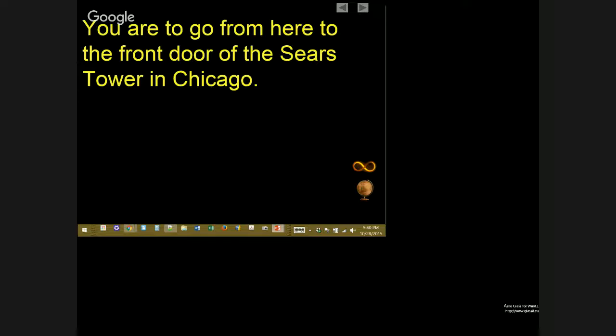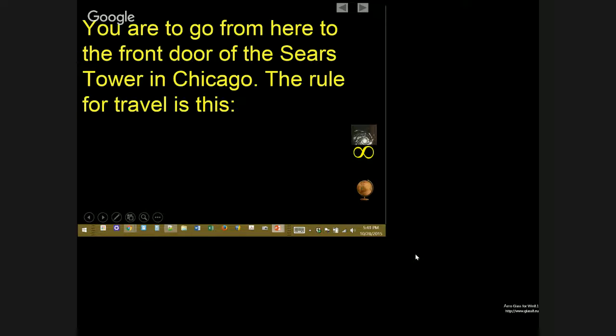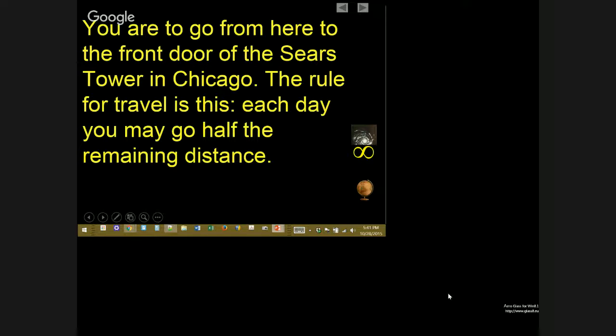Anyway, we're going to go to the Sears Tower. But we have a crazy rule for our field trip. The crazy rule is each day we're allowed to go half the remaining distance. So, it's pretty close to 80 miles from here to the Sears Tower. So on day one, we can go 40.